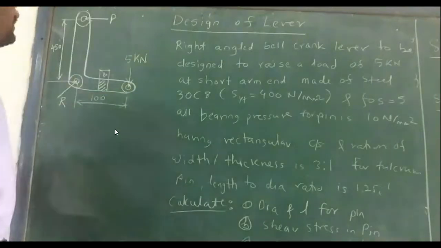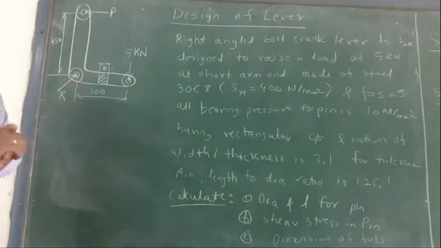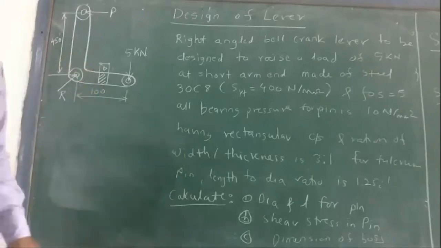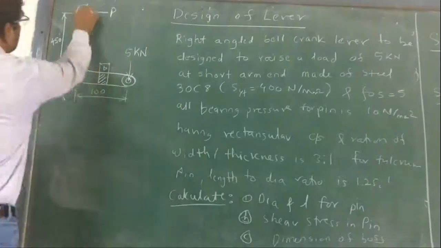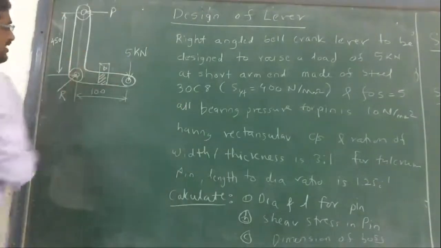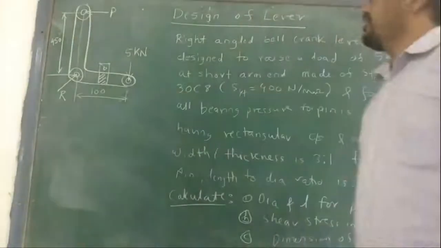Now this is a numerical in which we have to design a bell crank lever. The two arms are on the same axis, and they might have some angle between them. In this case, it is a right angle bell crank lever, which means that this angle is 90 degrees, so the two arms of the lever are perpendicular to each other. So we have to design this lever.